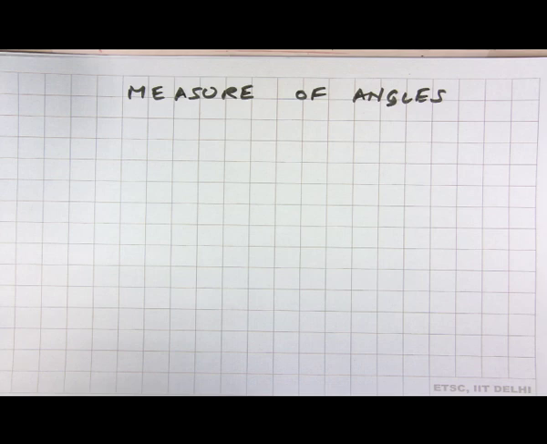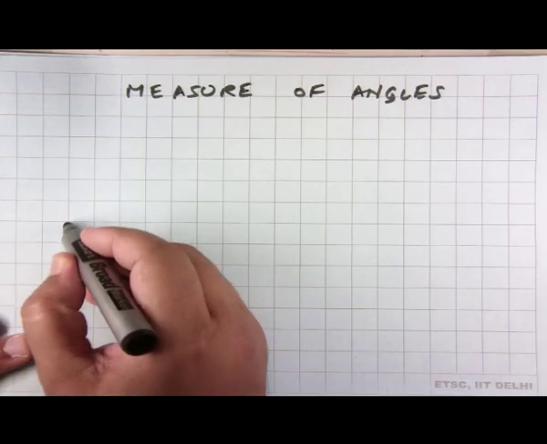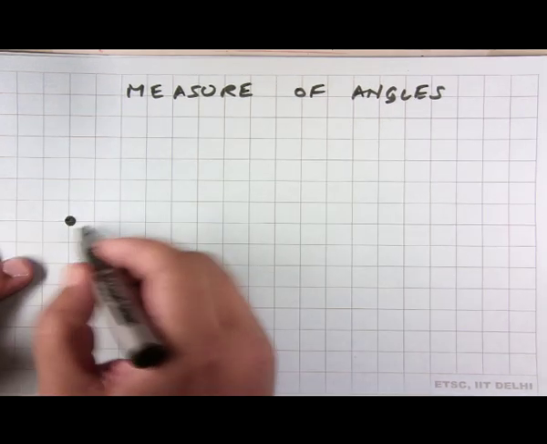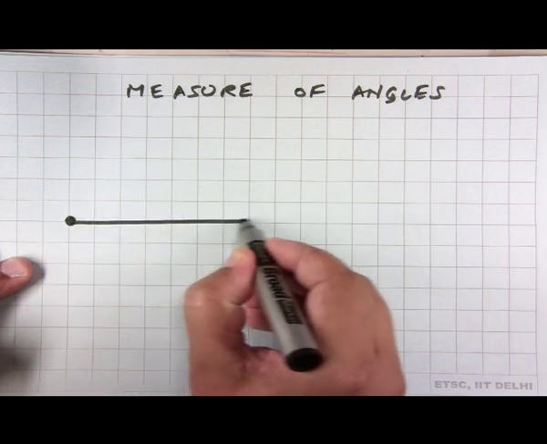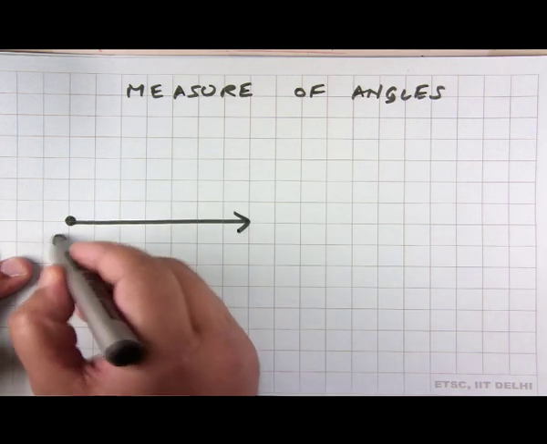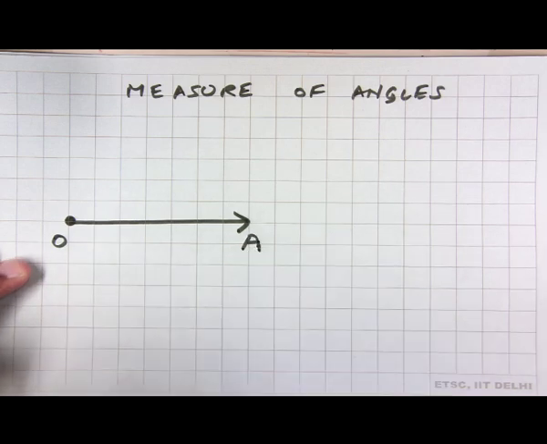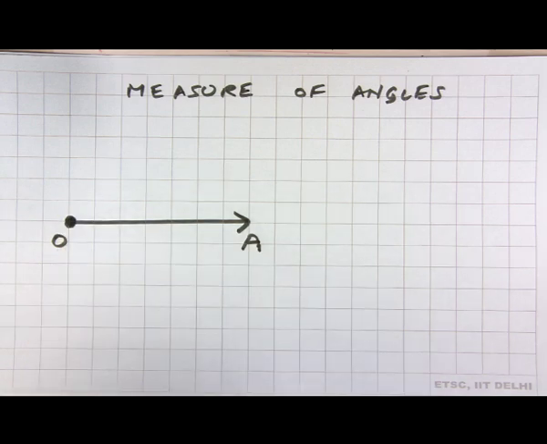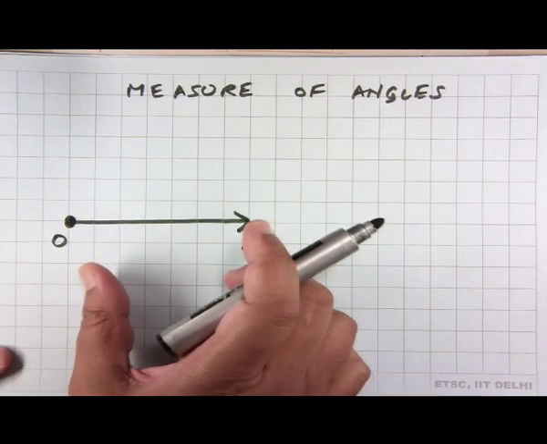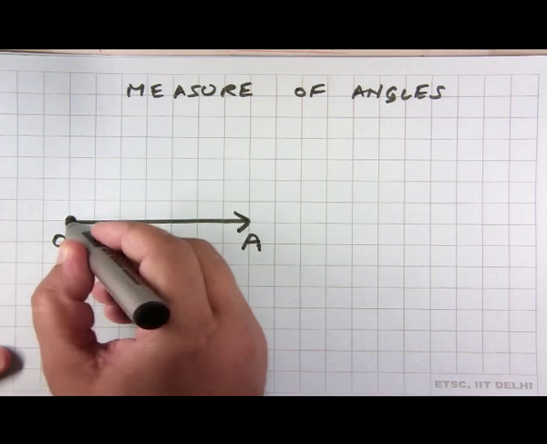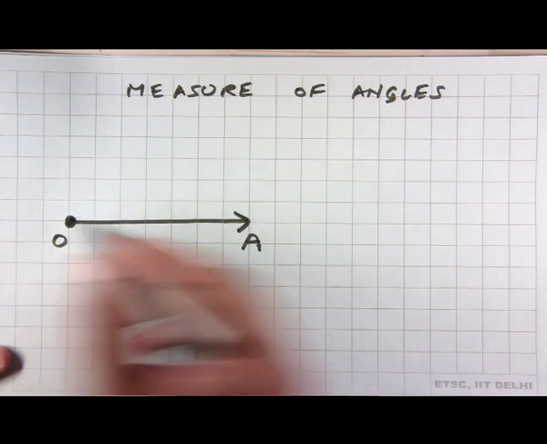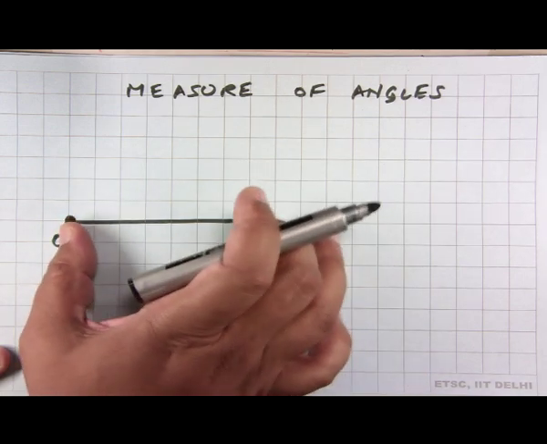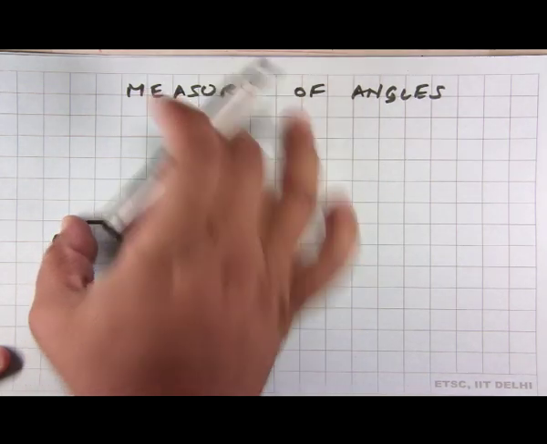But before that, let us define what an angle is. Now, consider this ray OA. So, this is a ray, and let us say that we rotate this ray about this point O. This will keep this point O fixed, and then we will move A like this.